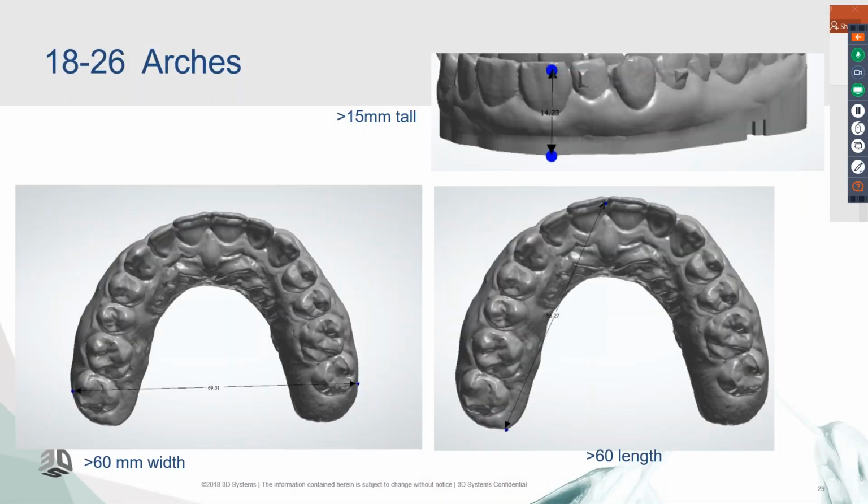And for 18 to 26, anything over 15 millimeters tall will probably be on the lower end of the models, the lower number. Anything over 60 millimeters wide or 60 millimeters tall may decrease the number of arches that you can fit into your stack.